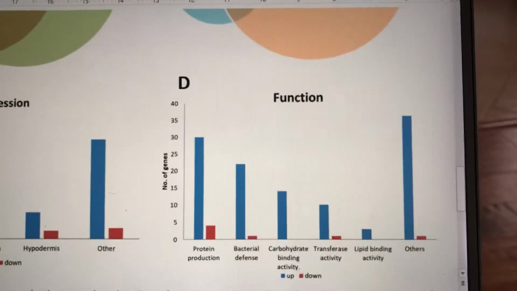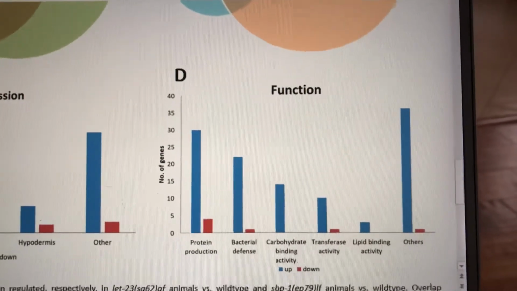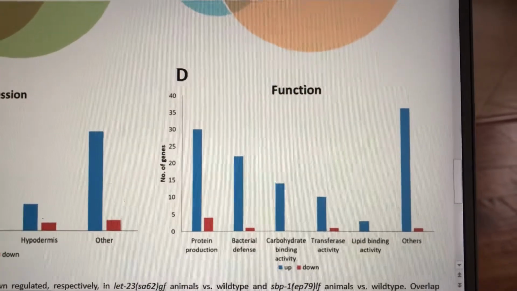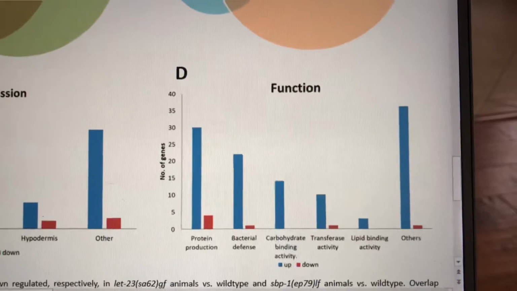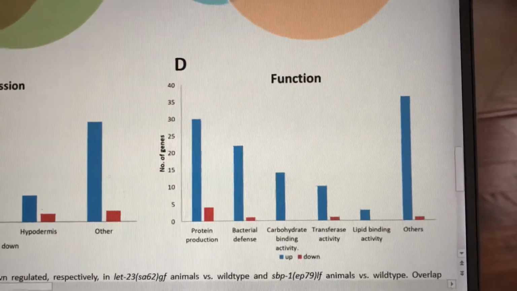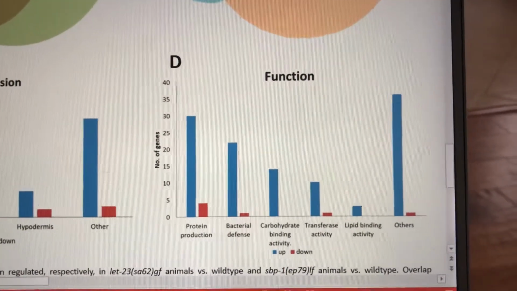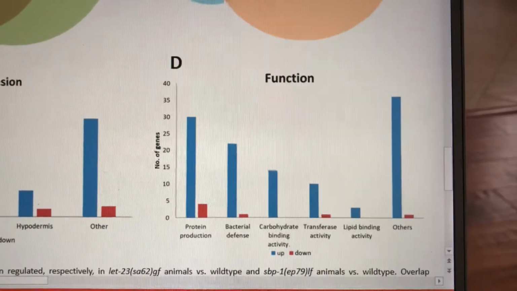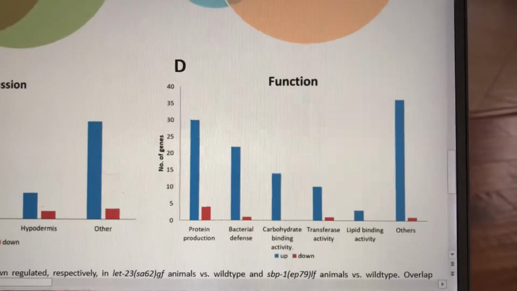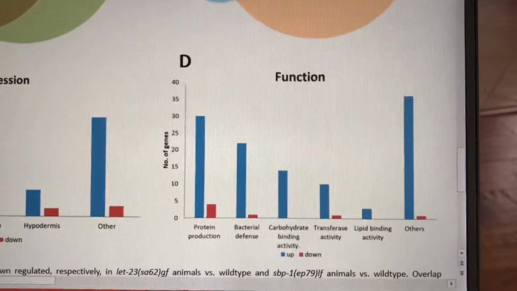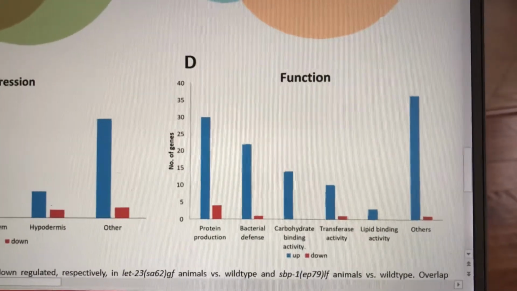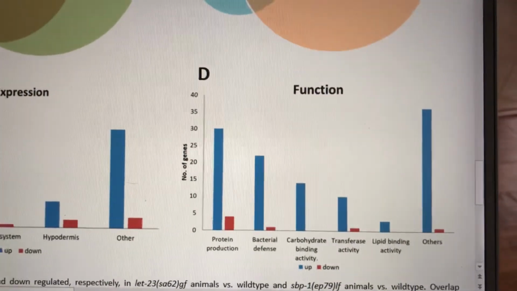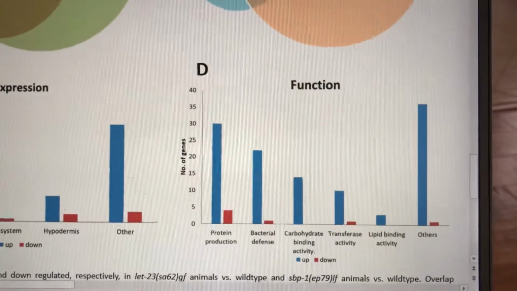But something that was really interesting was the presence of differentially regulated genes in terms of bacterial defense and carbohydrate binding, right? So the strongest GO term in terms of GO term enrichment was for bacterial defense and infection. So that's something totally new. And as far as I'm aware, hasn't been associated with EGF signaling before.